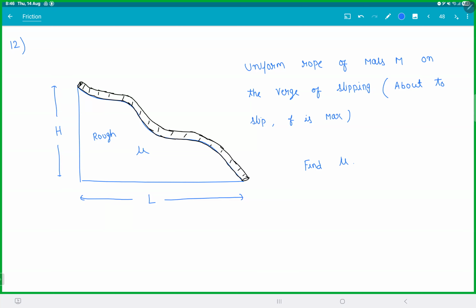So this rope is about to slip. Matlab frictions have become maximum everywhere. All you need is a little push, and this thing will slide off. If that is the scenario, find mu. Anyone not clear with the picture or the question, please ask. Question is clear. Go ahead. You got 2 minutes. So that is the meaning of verge of slipping.